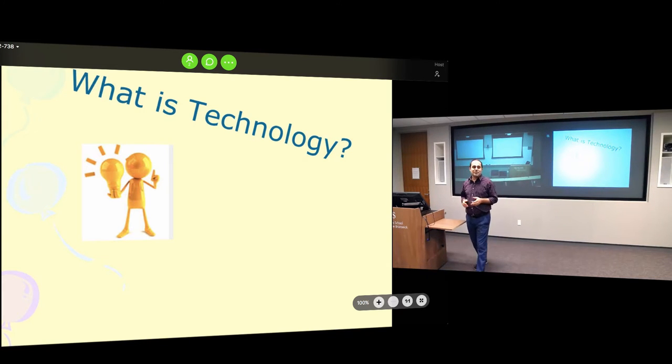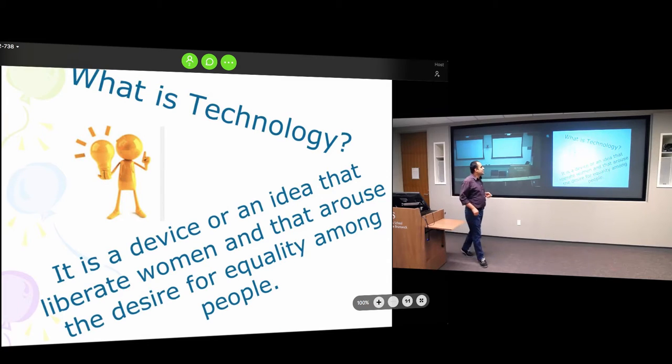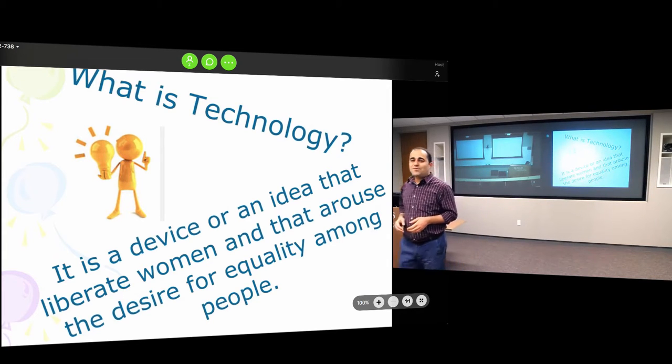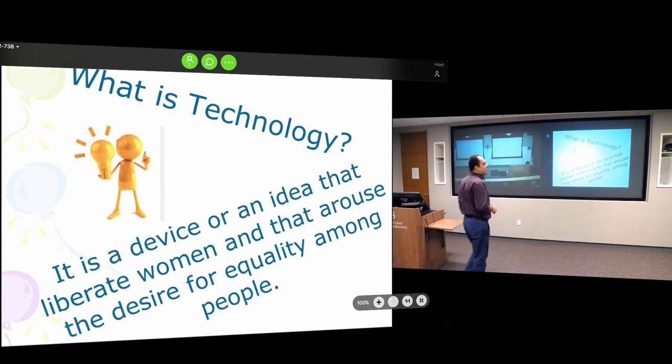Usually, historically, technology is seen in its narrow meaning, like we see a computer and iPhone or those kinds of physical stuff as technology. But I will bring a different definition of technology. For me, technology is a device or an idea that liberated women and that aroused the desire for equality among people. So it's a kind of different definition, right? We will discuss it in detail when we end the class. So this is a primary entry for the class discussion.